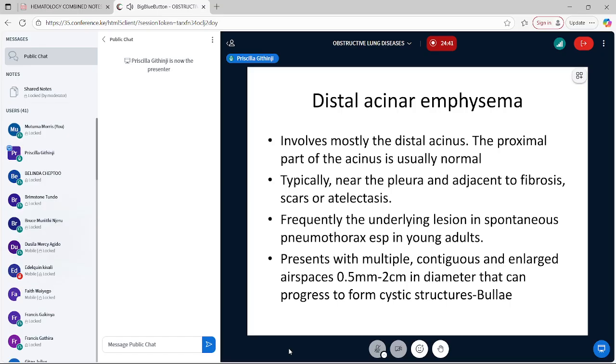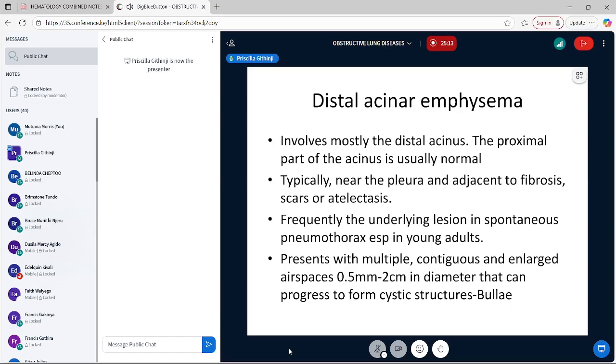So what is pneumothorax? When someone suddenly presents with difficulty in breathing, and you find that they have air within the pleural cavity. So that's what we call a spontaneous pneumothorax. There's no trauma. Normally, you will see pneumothorax in trauma, but in this case, there's no trauma. So it's just spontaneous. And most of the time, it will be because the patient has distal acinar emphysema.